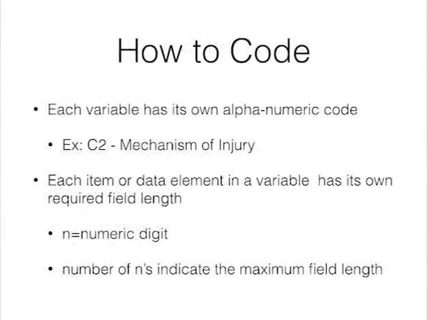Each variable of the core module has its own alphanumeric code. For example, mechanism of injury codes C2. Each item in a variable has its own required field length, where n stands for numeric digit. The number of n's indicate the maximum field length or number of digits.